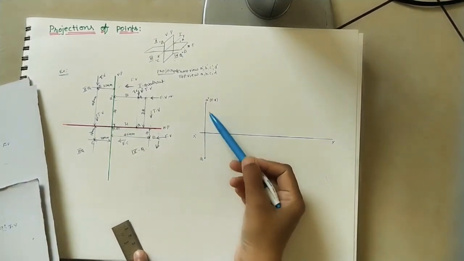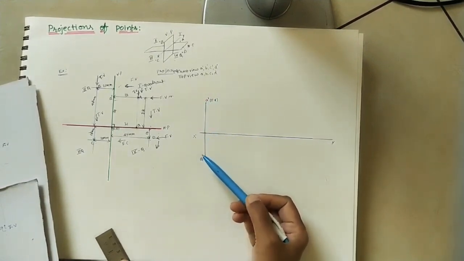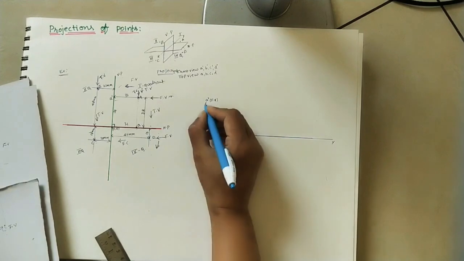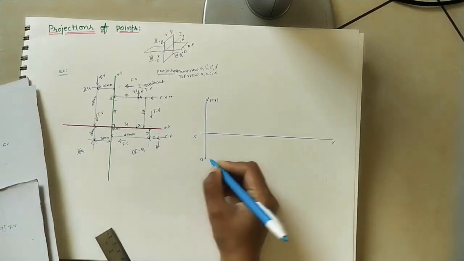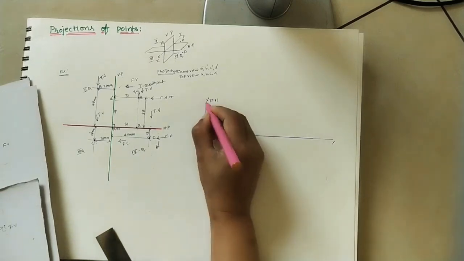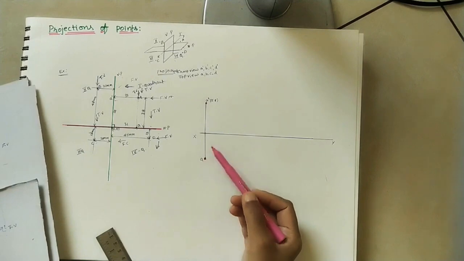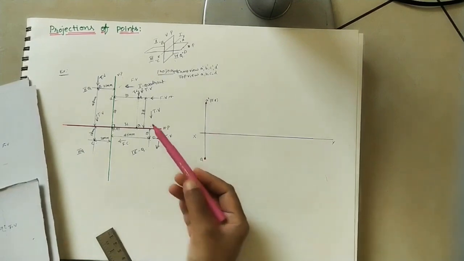Here remember A dash and A are coming on the same line. This is called the projector. For doing the projections, these points A dash and A should be in dark color, and this projector line is in light color. Let us mark these points dark, and no need to write front view, top view like that. Just mark A dash and A for the capital A point.